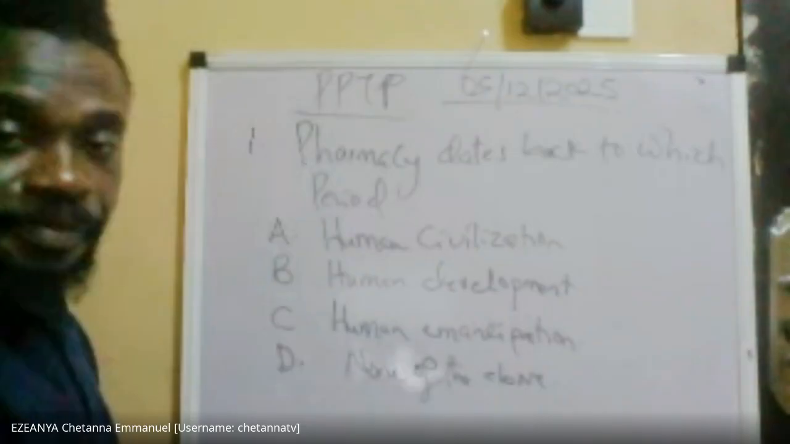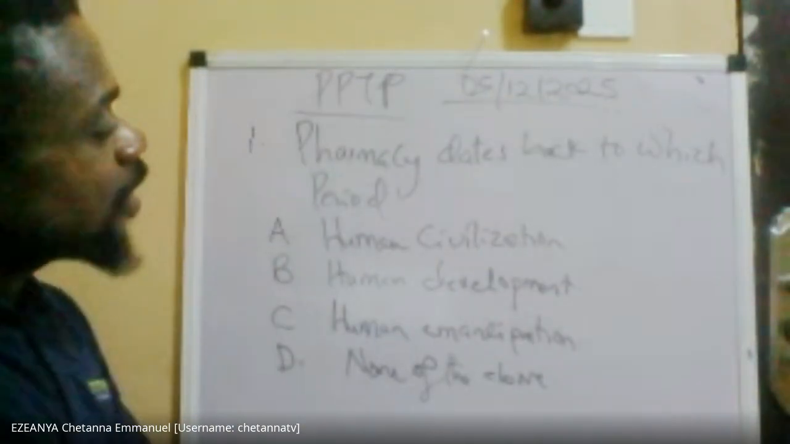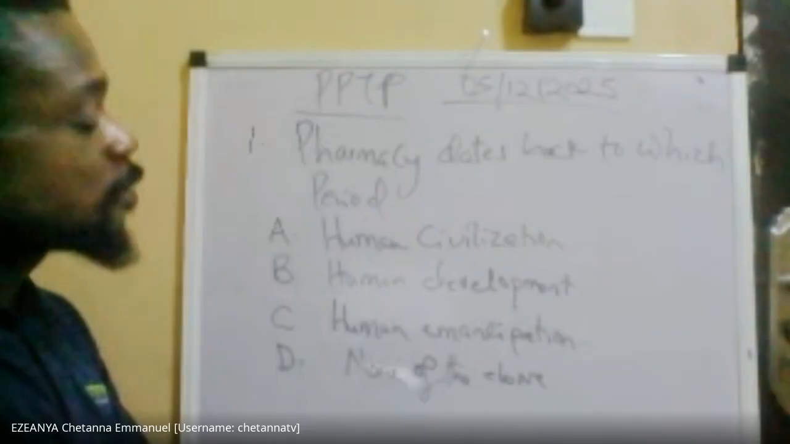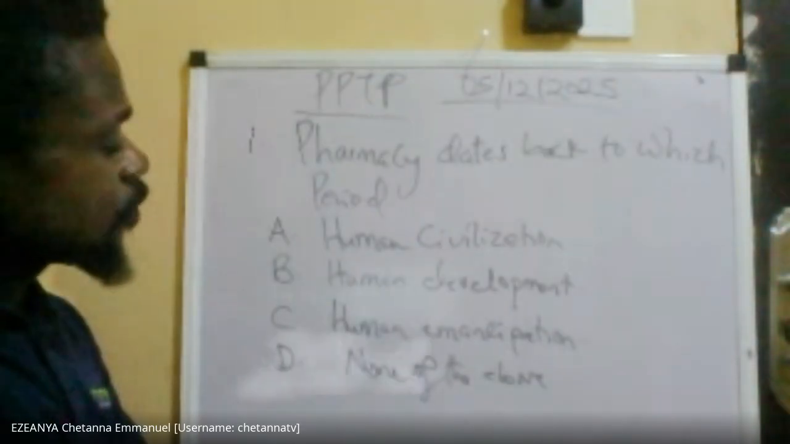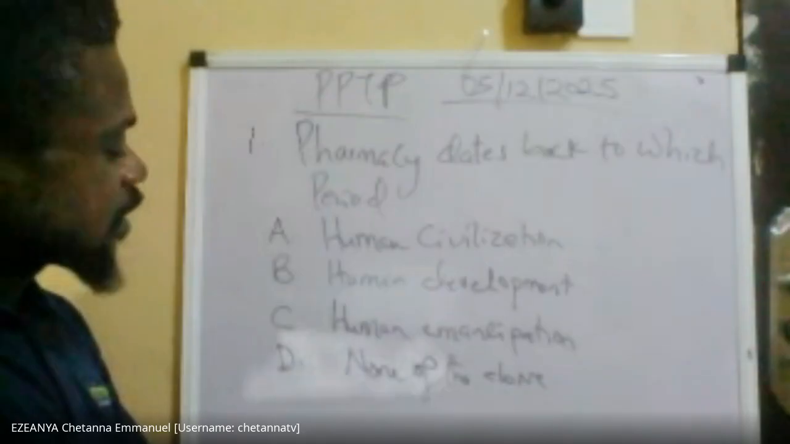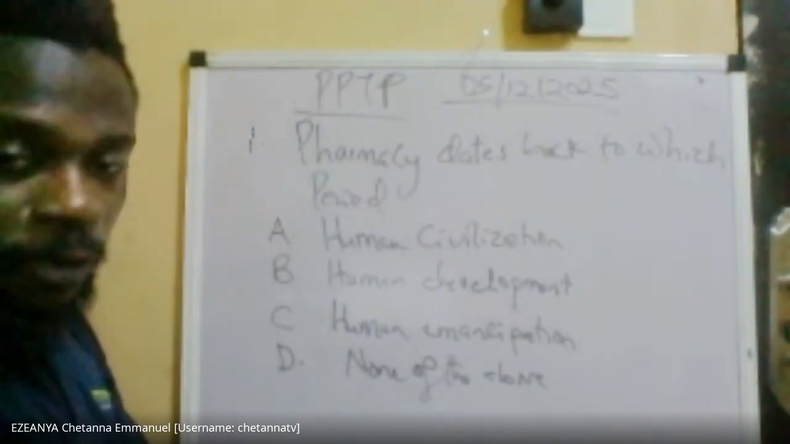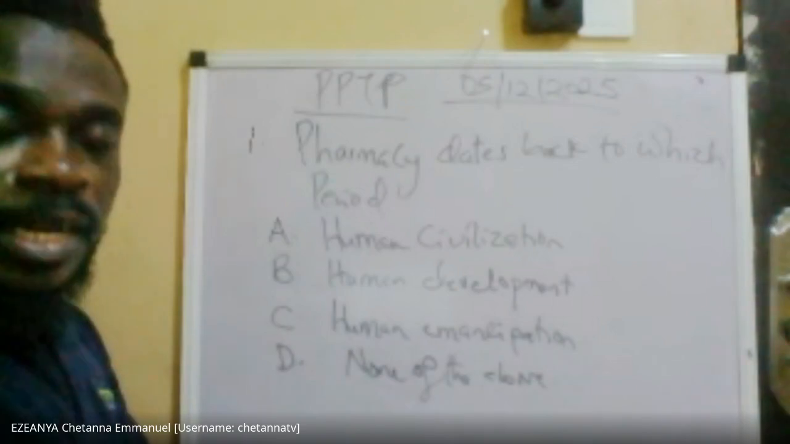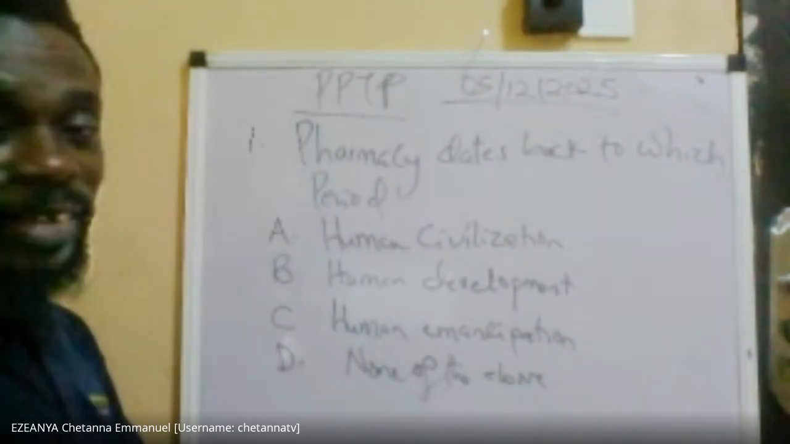Okay. The question says, pharmacy dates back to which period? A, human civilization. B, human development. C, human emancipation. D, none of the above. The answer to this question is actually A, human civilization.